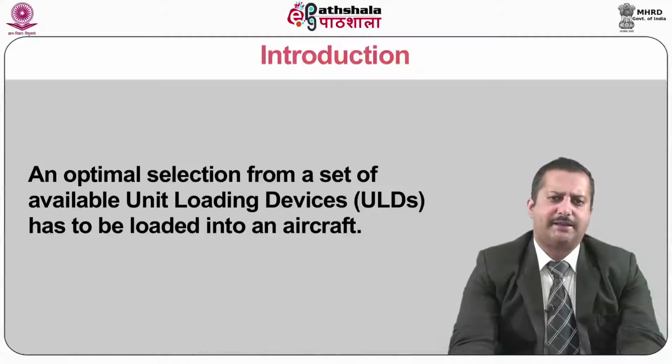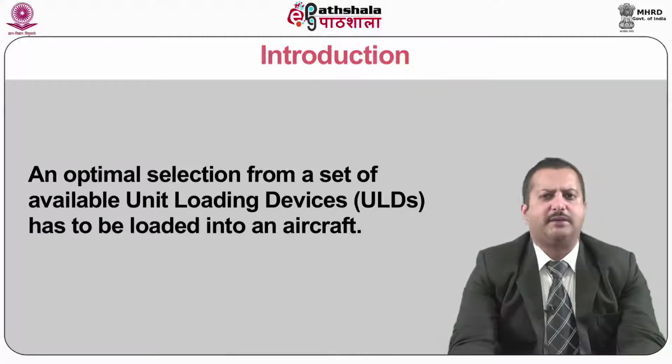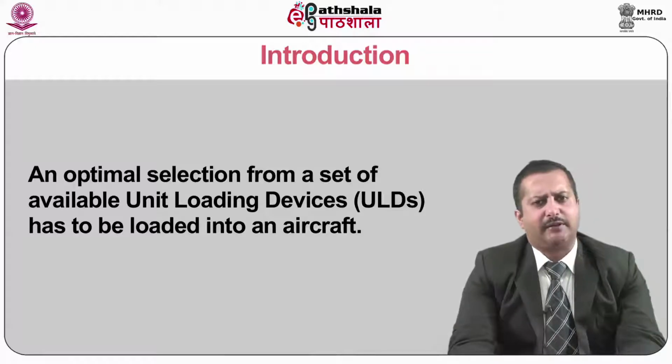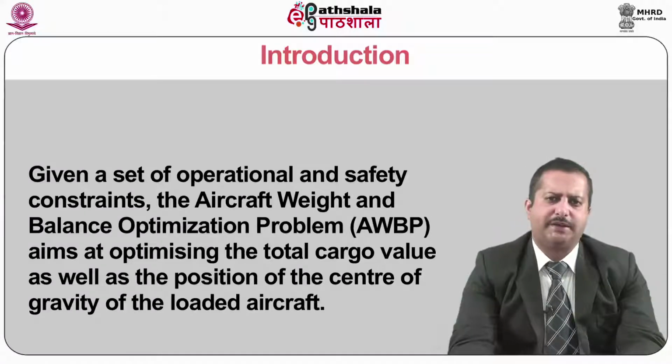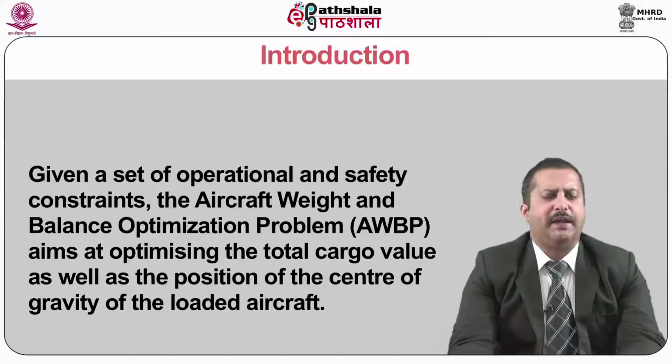An optimal selection from a set of available unit loading devices, that is ULDs, has to be loaded into an aircraft. Given a set of operational and safety constraints, the aircraft weight and balance optimization problem, that is AWBP, aims at optimizing the total cargo value as well as the position of the center of gravity of the loaded aircraft.